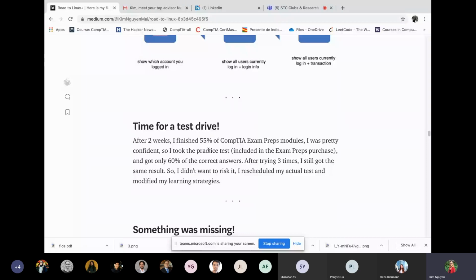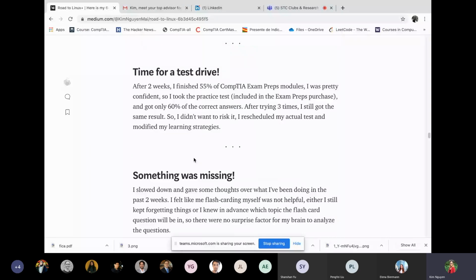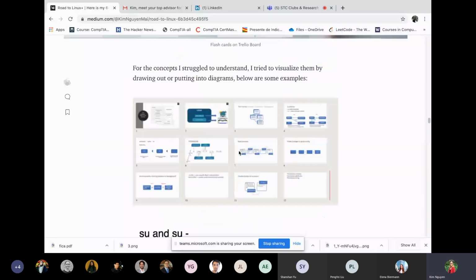So I didn't want to risk it. It's $400. I want to appreciate it. So I rescheduled my test. I pushed it out a little bit. And then I reanalyzed my strategies to see what worked and what didn't work. And I realized that the first thing was my Trello board. There's a lot of information in here.